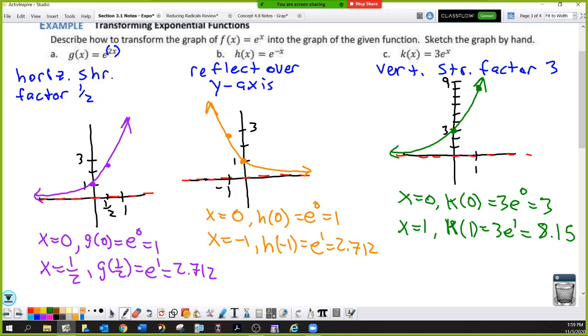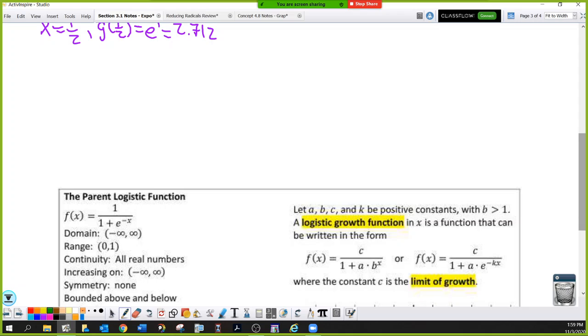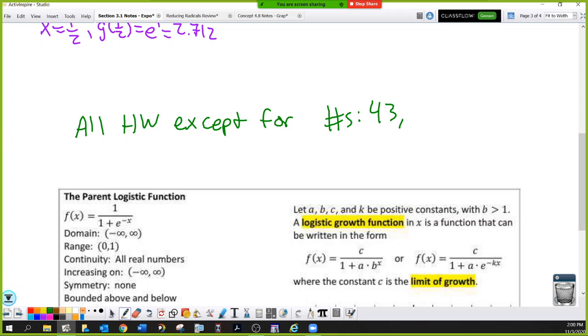That is where these notes are going to come to a close today. So basically, we are saving the logistic functions for tomorrow. You have the ability to do all of your homework except for these 2 questions. So it's only 2 questions that require the back half of the notes. And we will do those tomorrow.